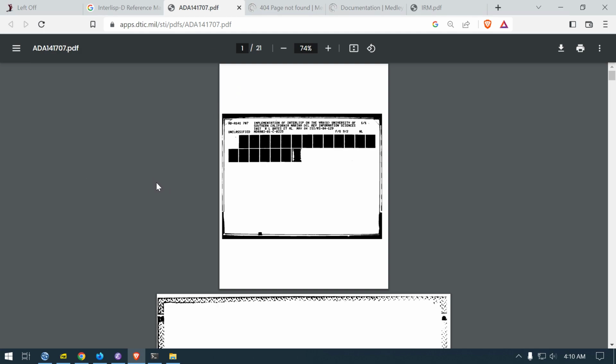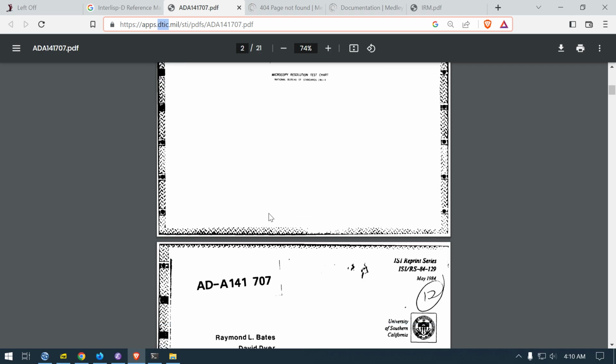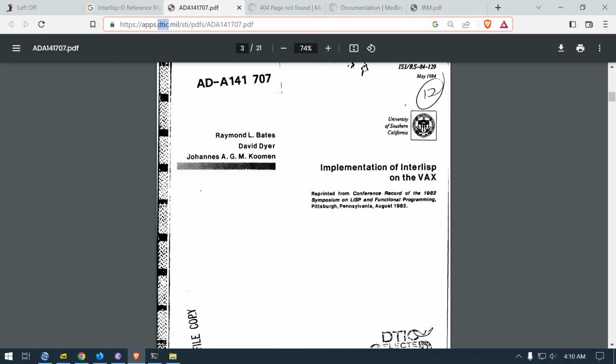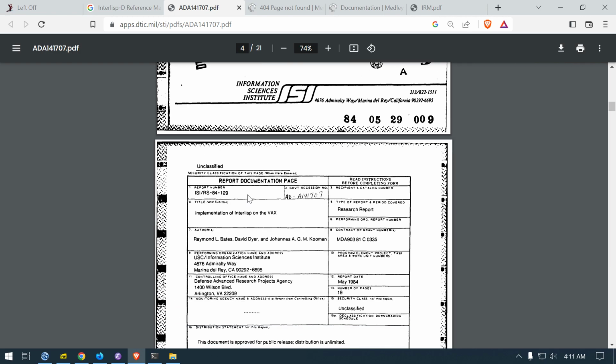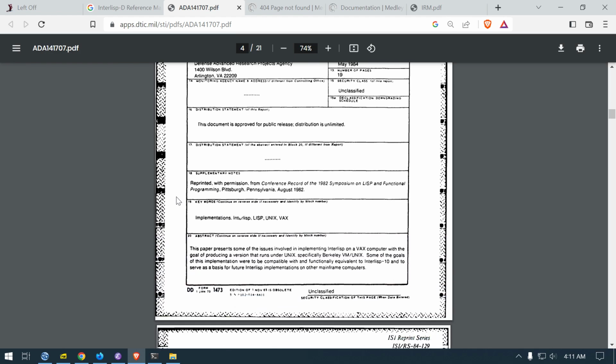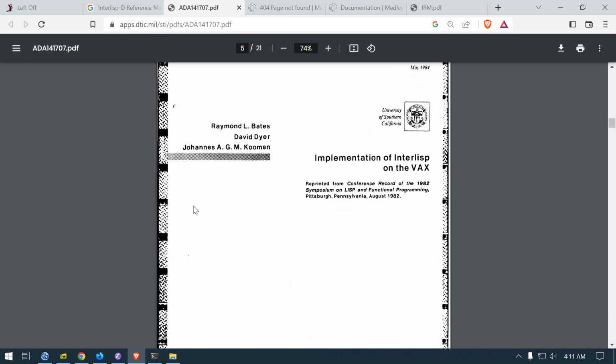what I was trying to make a video about is, I think I was trying to look for debugging, and I came across this, and it's on the DTIC military site. It looks like at one point they were trying to implement Interlisp on the VAX, and I want to say DTIC is like Defense Technology Information Center or something like that. We can see it's an unclassified document, so I guess it's cool to look at it.